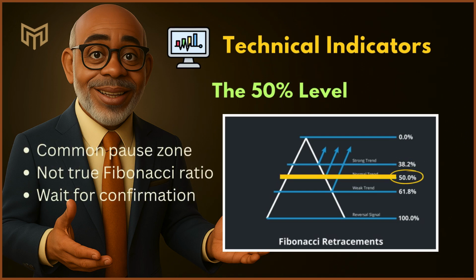The 50% level, while not an official Fibonacci ratio, is widely recognized as a common pause point during a pullback. Price often reacts around this level. Because of that, traders typically wait for confirmation before entering or adding to a position.